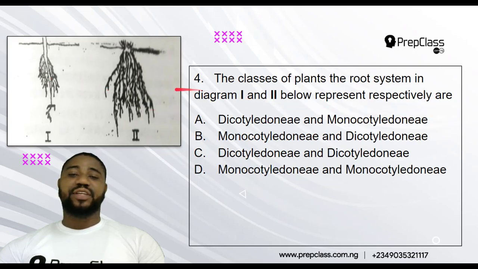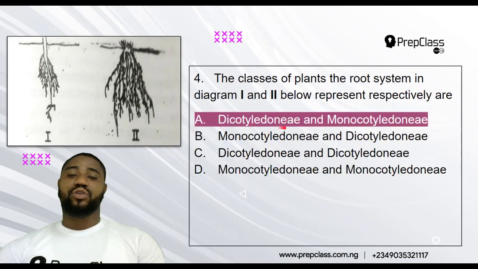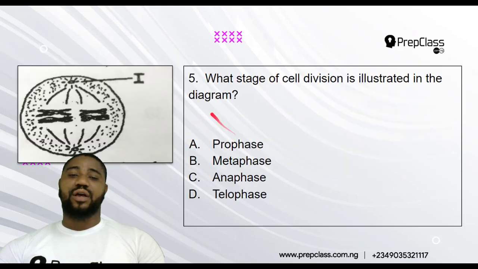So they are respectively dicotyledonous plant and monocotyledonous. You can see that I said root 1 is a taproot system found in dicotyledonous plants. Root 2 is a fibrous root system found in monocotyledonous plants. So they are basically dicotyledonous and monocotyledonous respectively. So dicotyledone and monocotyledone respectively. So A is the correct answer.